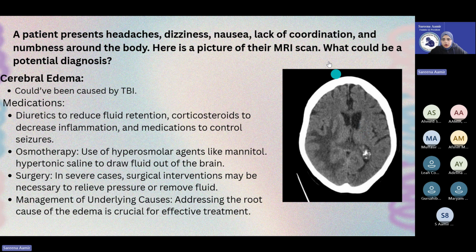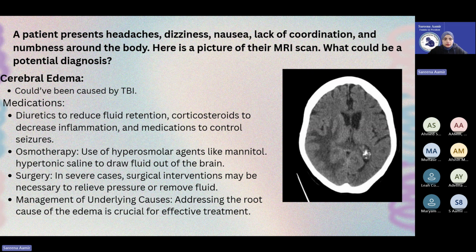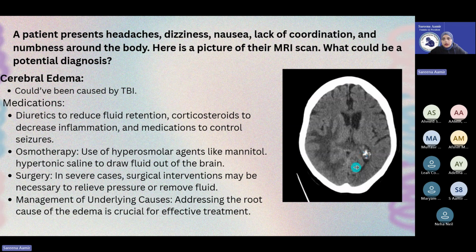So this could have been caused by traumatic brain injury, and some medications that neurosurgeons and physicians would look for are diuretics to reduce fluid retention, corticosteroids, which is a type of medication to decrease inflammation in the body, and medications to control seizures because these cerebral edemas are taking up a lot of brain space where the brain was originally. So all that pressure is being applied, and this can cause seizures and intracranial pressure rise.